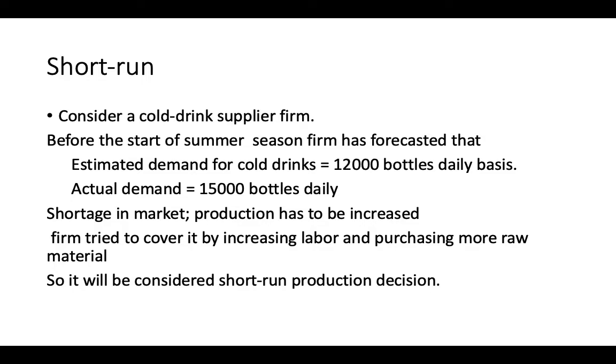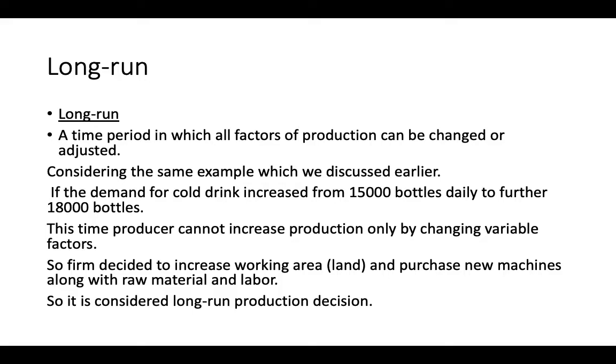So इसका मतलब है कि आपने अपने फिक्स फैक्टर्स को चेंज नहीं किया, सिर्फ अपने वेरिएबल फैक्टर्स को चेंज करके आप अपनी प्रोडक्टिव कैपेसिटी को इंक्रीज करने की कोशिश करते हैं. सो इस टाइम पीरियड को हम शॉर्ट रन प्रोडक्शन डिसीजन कंसिडर करेंगे. Then comes long run. Long run is that in which all the factors of production can be changed or adjusted.